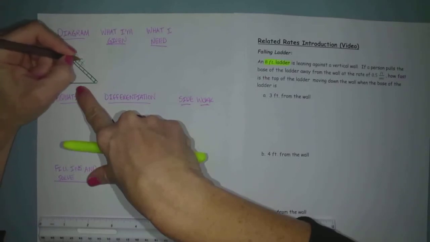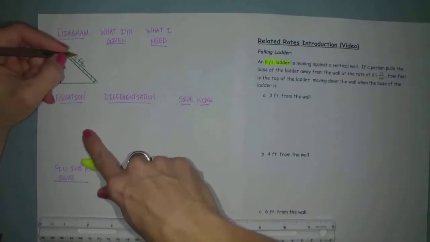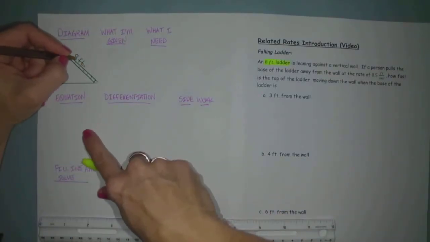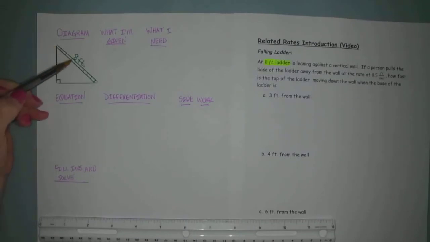And the cool thing about related rates is that when you have values that are unchanging, you may place them right on your drawing. So the length of this ladder is not going to change. No matter how much I pull this way or it falls down the wall, that is unchanging. So I'm going to go ahead and assign that its numerical value.